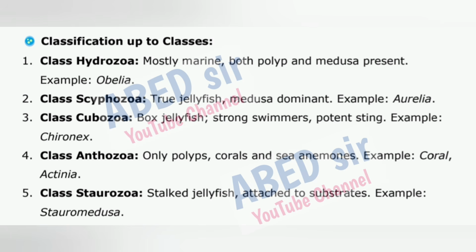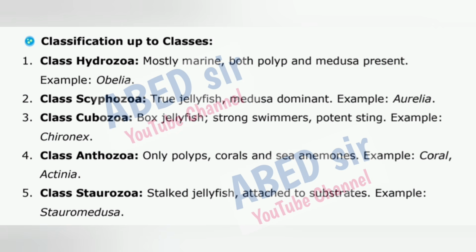Classification up to classes. 1. Class Hydrozoa: mostly marine, both polyp and medusa present. Example, Obelia. 2. Class Scyphozoa: true jellyfish, medusa dominant. Example, Aurelia. 3. Class Cubozoa: box jellyfish, strong swimmers, potent sting.